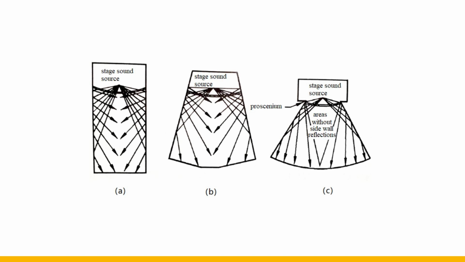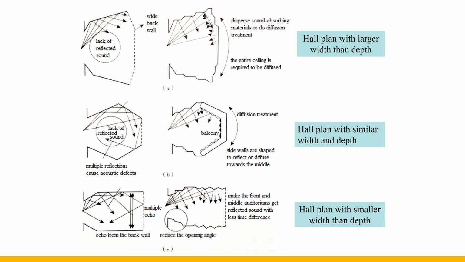It shows that the distribution of reflected sound is related to the ratio of the depth and width of the hall. The plane shapes represented by these pictures are, namely, the width is larger than the depth, the width is similar to the depth, and the width is smaller than the depth. The 3 on the left reflect the distribution of the first reflected sound from the side walls, and the 3 on the right give the treatment measures and their effects.